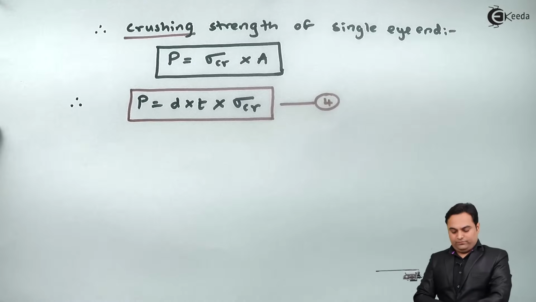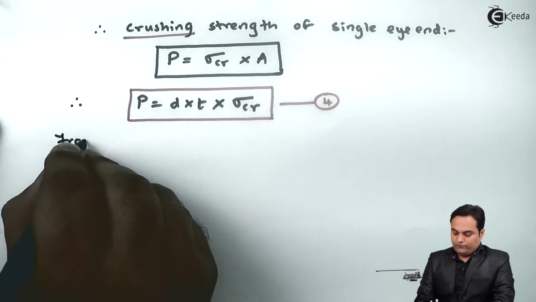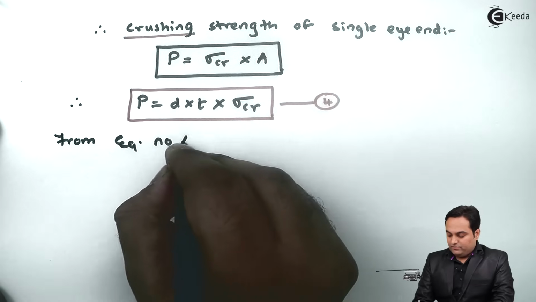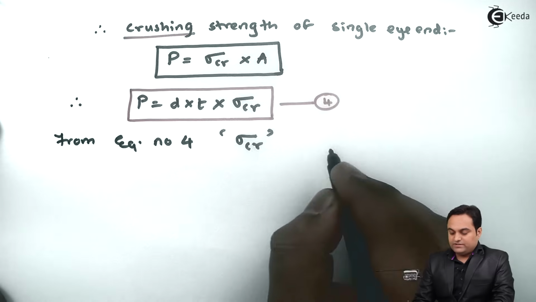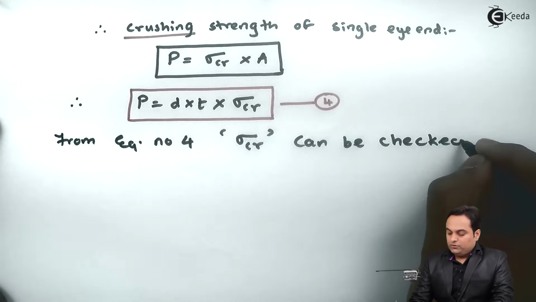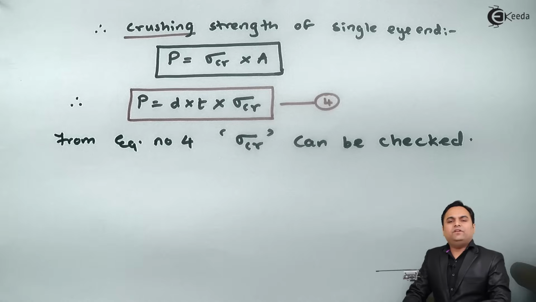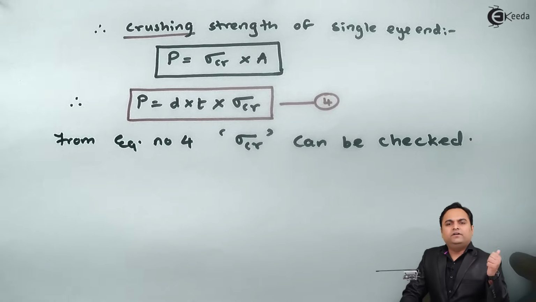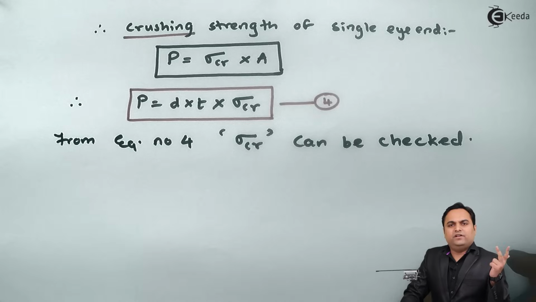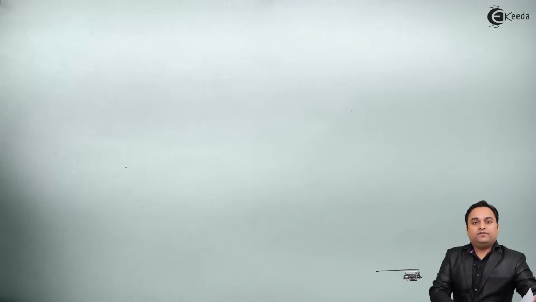and I can say that from this equation number 4 we can check the value of sigma CR. So from equation number 4, sigma CR, that is crushing stress, can be checked. So here we complete the designing of single eye end, that is, this was step number 2. Now as we have seen for single eye end, there were 3 kinds of failure: tensile failure, shear failure and crushing failure. Same 3 kinds of failure will be there for double eye end as well. So now in step 3 we will design the double eye end.